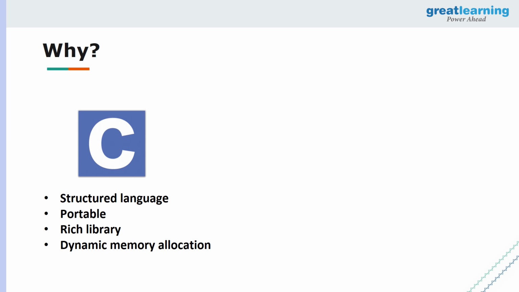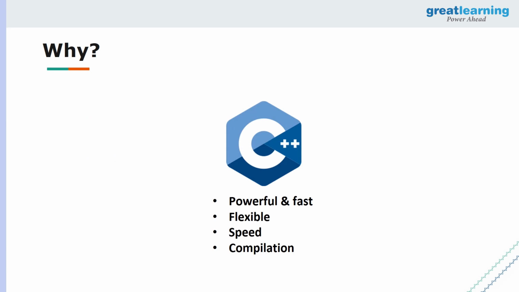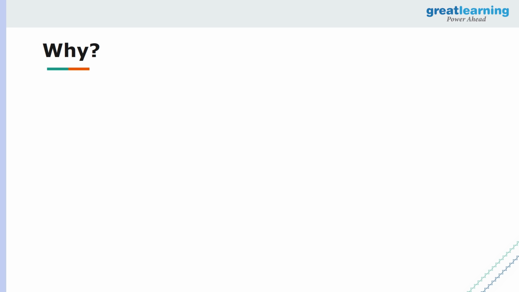Now let's go ahead and talk about C++ and see what features we can get to know about C++. It is powerful and fast. It is flexible. The speed is really very good in the C++ programming language, and it helps in compilation. So these are some of the features of C++ because of which developers love to use the C++ programming language. Last but not the least, we have the most famous one, which is the Java programming language.